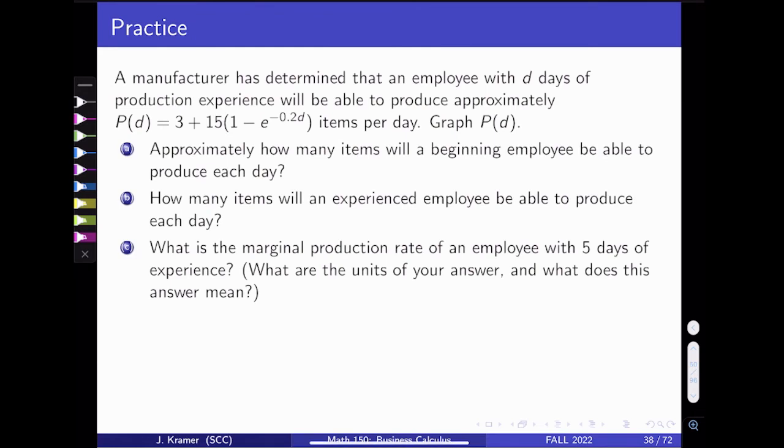A manufacturer has determined that an employee with D days of production experience will be able to produce approximately P of D items, where P of D is 3 plus 15 times the quantity 1 minus e to the negative 0.2D. We want to graph P of D. From our graph, we'll approximate how many items will a beginning employee be able to produce each day? How many items will an experienced employee be able to produce each day? What is the marginal production rate of an employee with 5 days of experience?